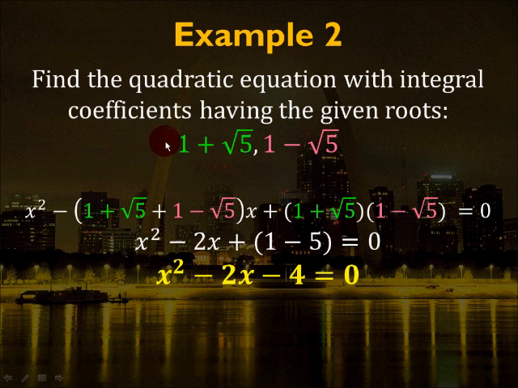So all you have to do, if you're given two roots and you're looking for the quadratic equation, just plug it into that theorem you just saw. Use negative the sum of the roots times x plus the product of the roots equals 0.